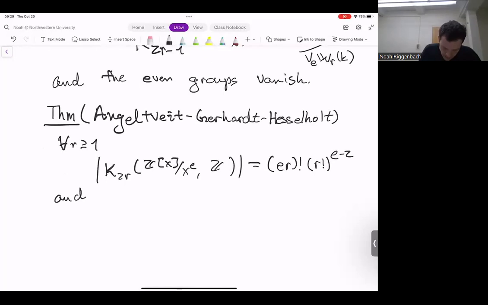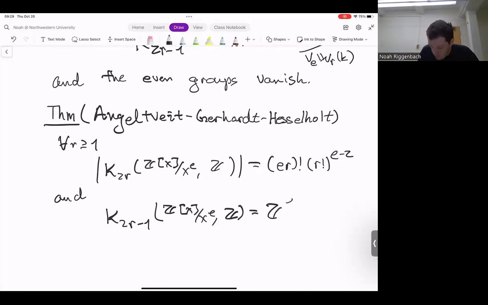And the odd K groups are in fact free of the given rank. Okay. And this builds on previous work of Hesselholt, which builds on previous work that I haven't been able to mention because of time issues.